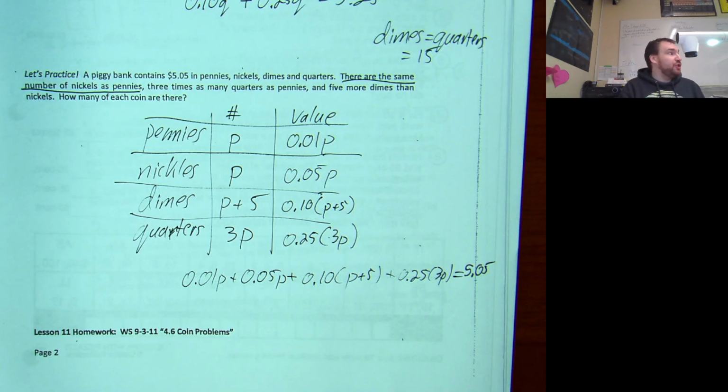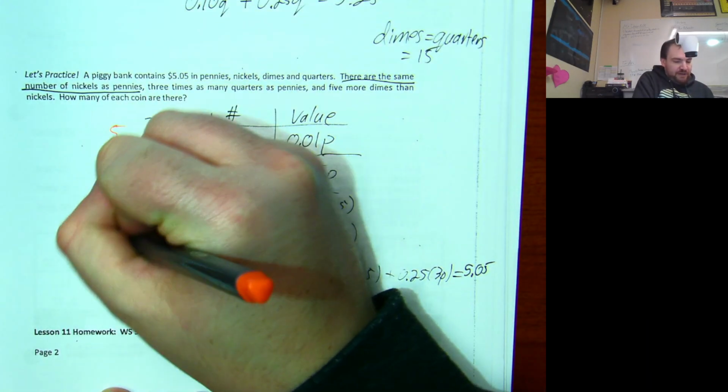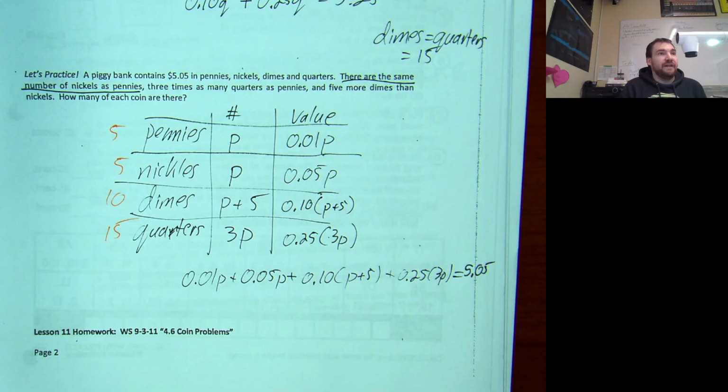There is value to the chart. I've walked around and I've seen a bunch of you don't need it. That's great. But if you're stuck on this at all, organize your thoughts using a chart like this. I'll let you solve this on your own. What you're looking for is 5 pennies, 5 nickels, 10 dimes, and 15 quarters. I'll let you verify that.